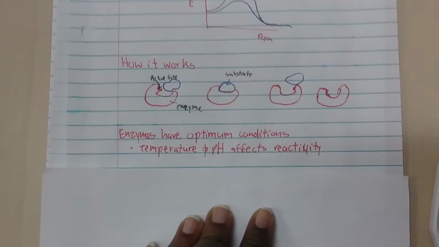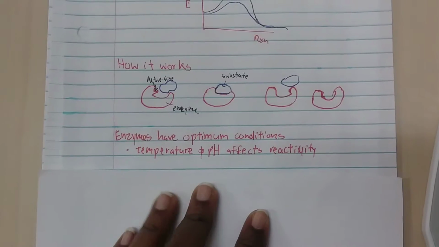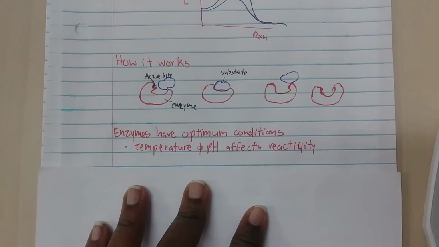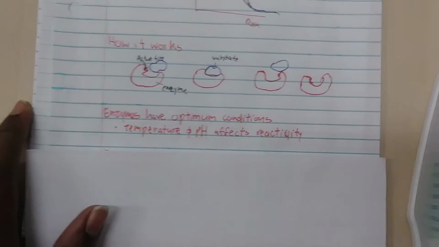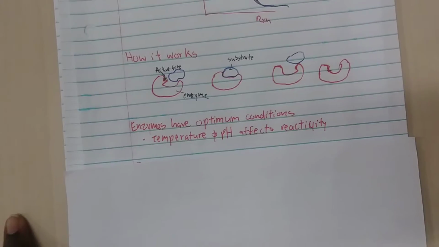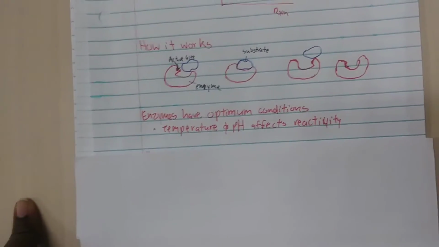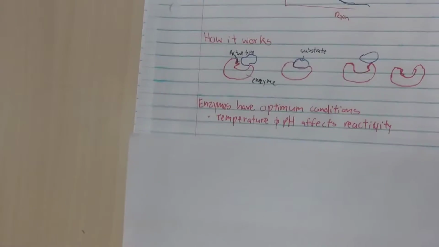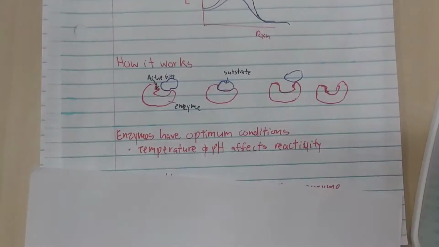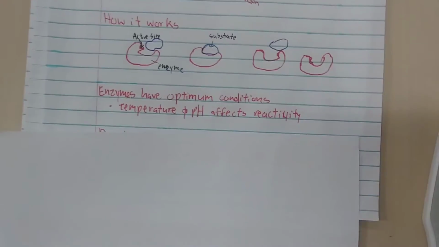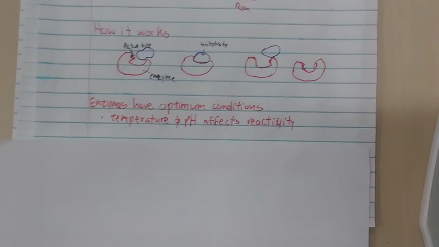So, like I said, enzymes work best in optimal conditions. And then these factors are determined by temperature and pH. So, for example, if you have an enzyme in your stomach where it's very acidic, you would need an enzyme that has acidic pH. And if it was too basic, then it would not work. It would denature. And that's the next thing we're going to talk about.